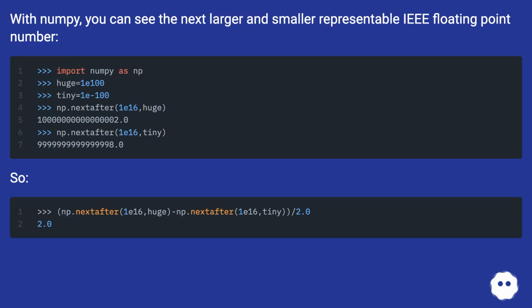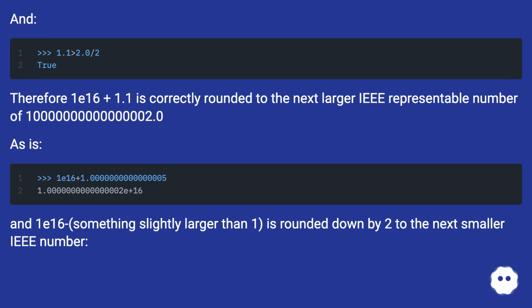So, and therefore 1 times 10 to the power of 16 plus 1.1 is correctly rounded to the next larger IEEE representable number of 10000000000000002.0, as is. And 1e16 minus something slightly larger than 1 is rounded down by 2 to the next smaller IEEE number.